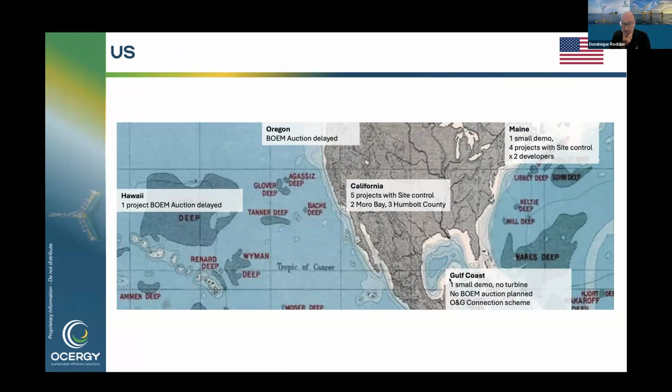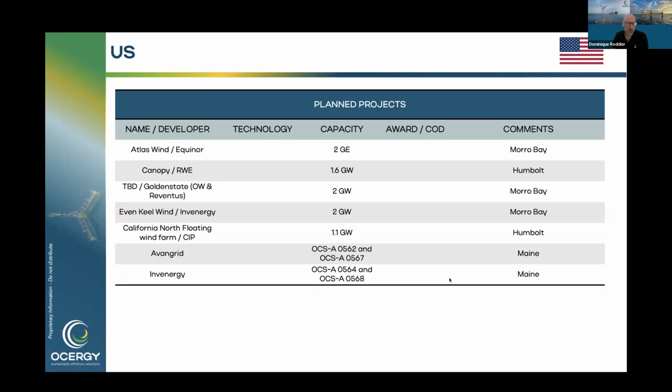In terms of site control, I don't know if you want to say 9 projects or 7 projects. There are 4 projects in Maine with 2 developers, and 5 projects in California. And there's interest in Hawaii, in Oregon, and in the Gulf of Mexico. In the Gulf of Mexico, the BOEM options were cancelled, not delayed, but cancelled. But there is a way to connect to an oil and gas platform, and we'll talk a little bit about that as well. Those are the projects, so quite a bit of power.